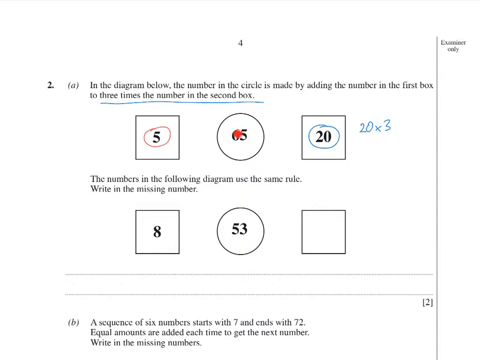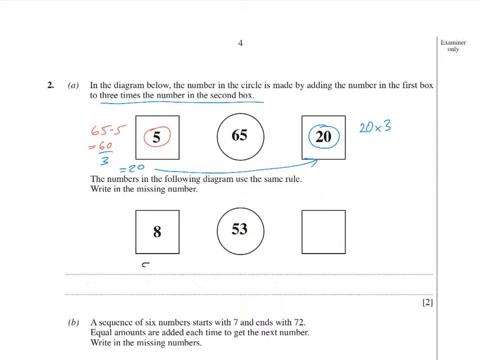Now, if I was to work backwards from this one to find out the missing number here, if I did 65 take away 5, that would give me 60. Then if I did the opposite of timesing by 3, so I divided that by 3, that would give me 20, which is this answer here. So that's what I want to do with this question here. I need to work backwards.